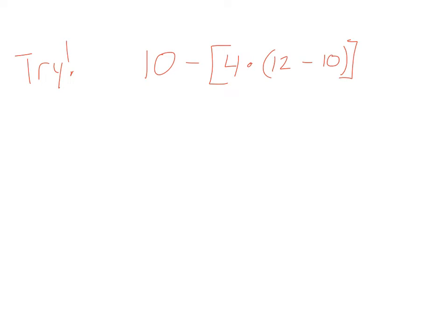Okay, so we're going to evaluate this expression here: 10 minus the quantity of 4 times the quantity of 12 minus 10. All right, so what does that mean? Well, GEMDAS, right? Grouping symbols. Do I see any grouping symbols? Start on the outsides and work in. Grouping symbols. Yes. Okay, brackets, the first one. So, what do I do?